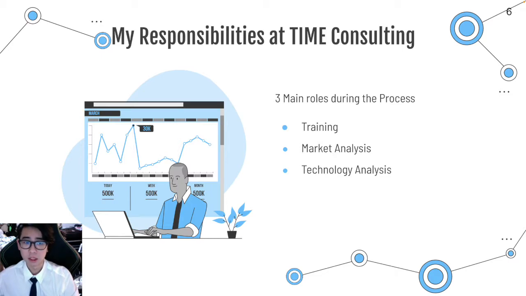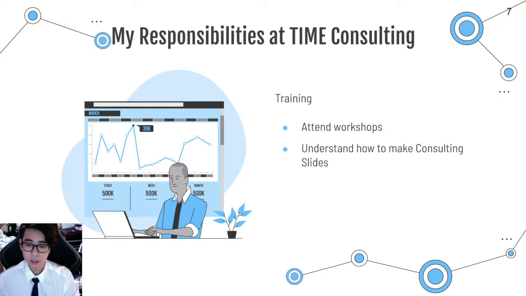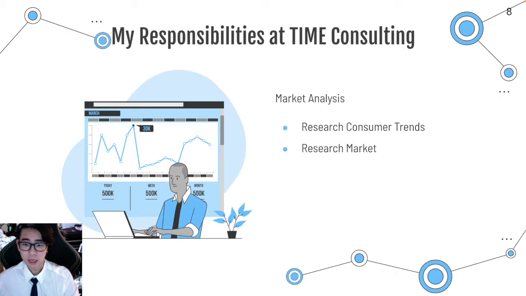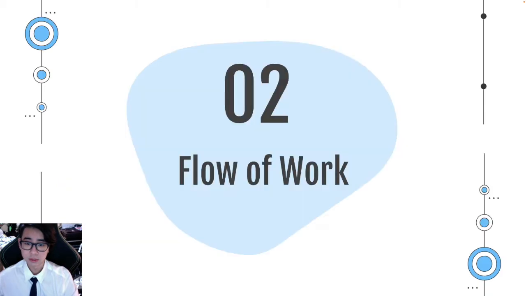Moving on, we have responsibilities at Time Consulting. I had three main roles when I went in. I had training, I had market analysis, and then I had technology analysis. These are the three main phases. During the training phase, I attended workshops and I understood how to make consulting slides and how to be a consultant. During the market analysis phase, I did research on consumer trends and I started market research. During the technology analysis, I researched the different technologies, and then I also researched the implementation methods of the research and the technologies.